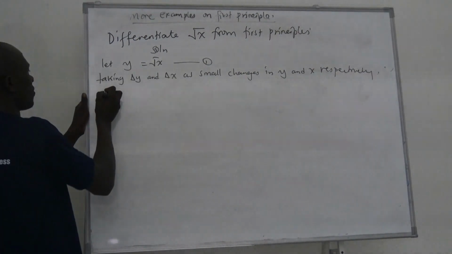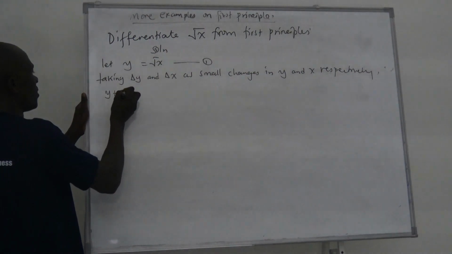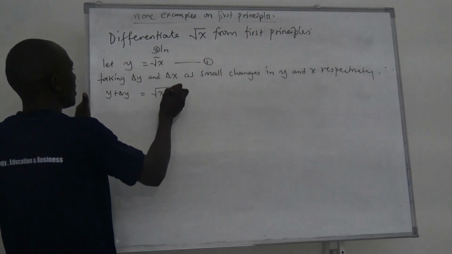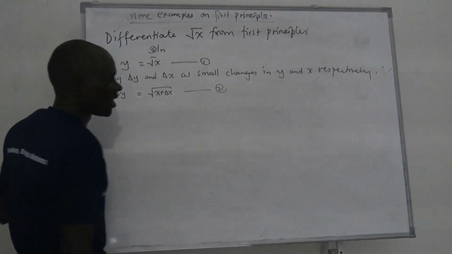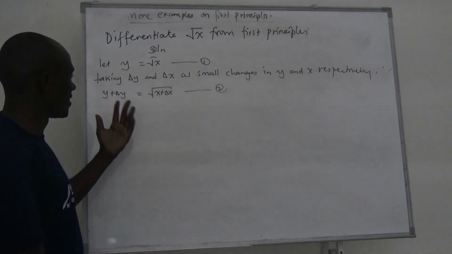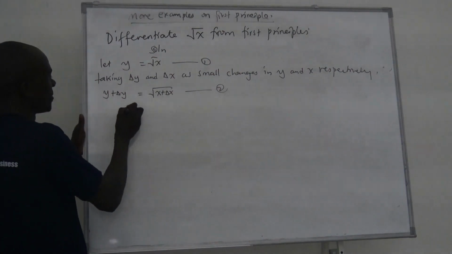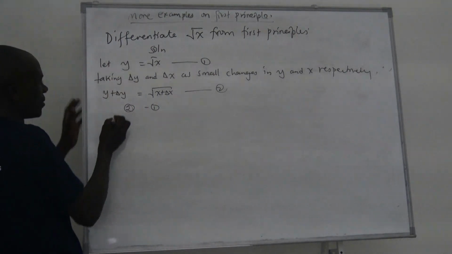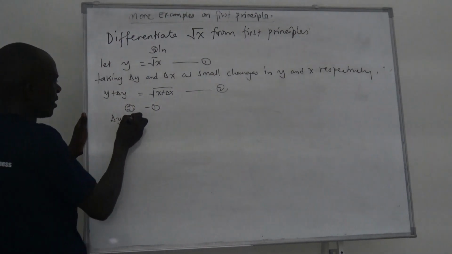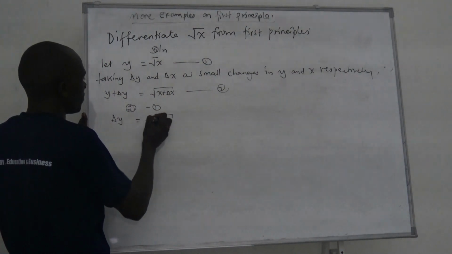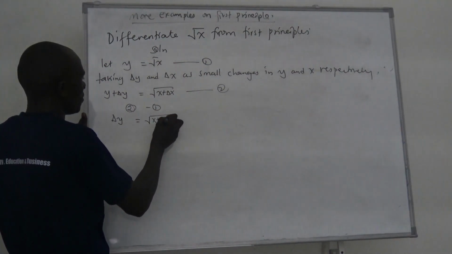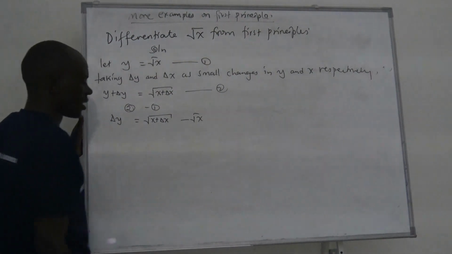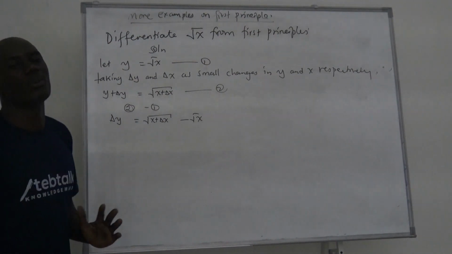So what are we going to have? We're going to have y plus delta y equals root of x plus delta x. This is the second equation. Then from there, equation 2 minus 1, we remain with delta y equals root of x plus delta x minus root x. Get that? Now how do we do numbers with this?